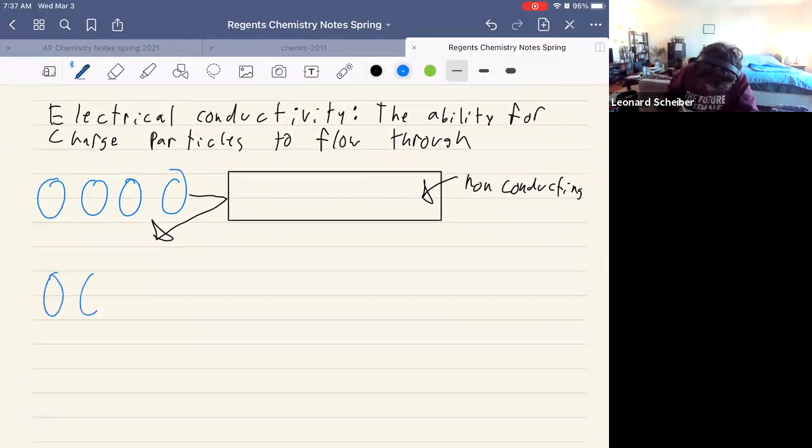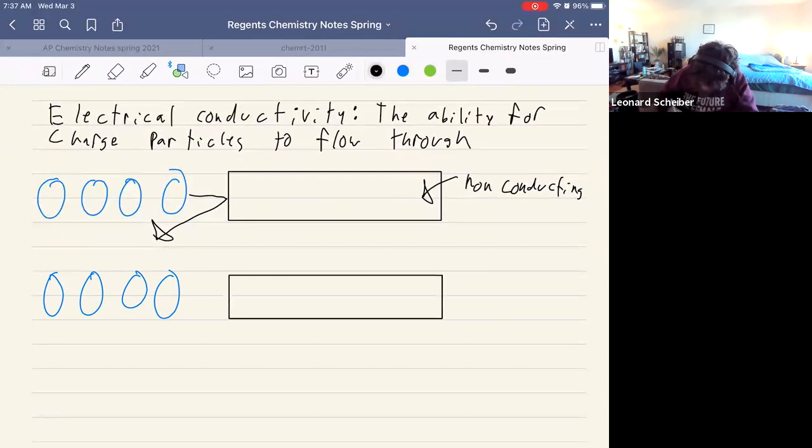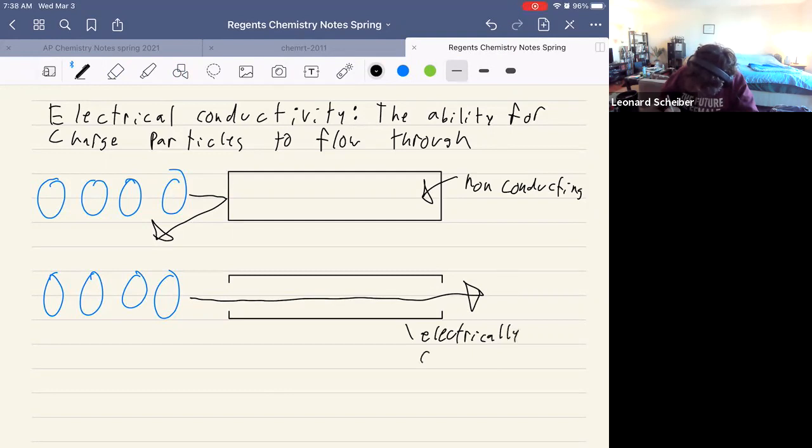We have another pipe. Instead of it being a solid pipe, it is a hollow pipe. Now the water can flow through this hollow pipe. So we would say this is electrically conductive. So as long as the electricity, the particles, can flow through it, it's electrically conductive.